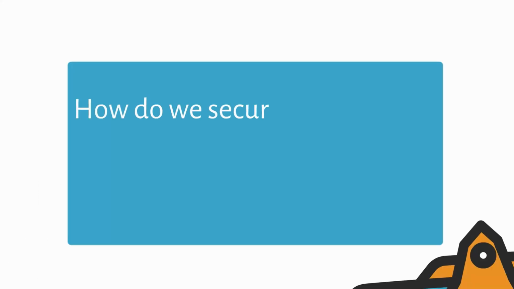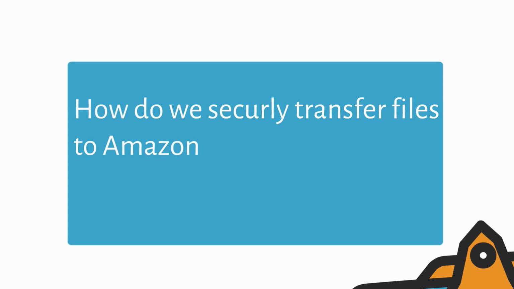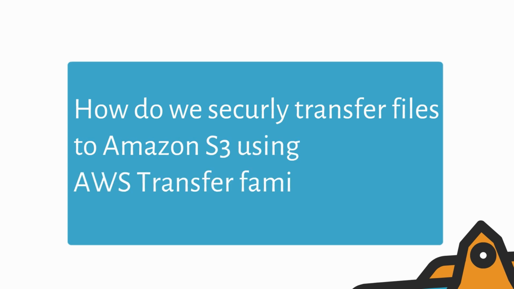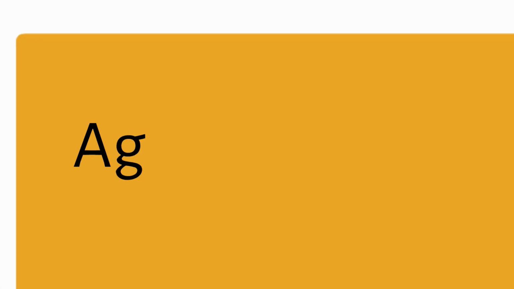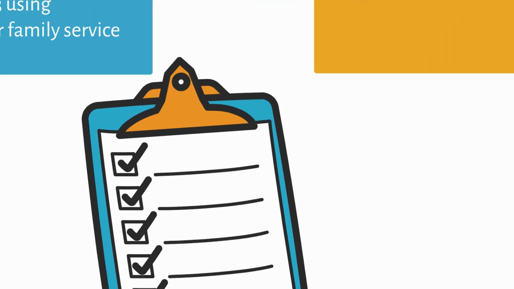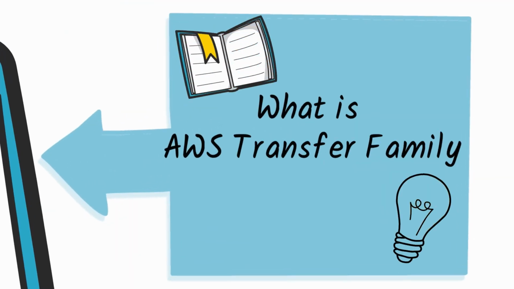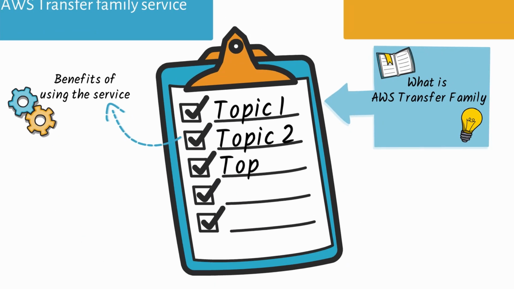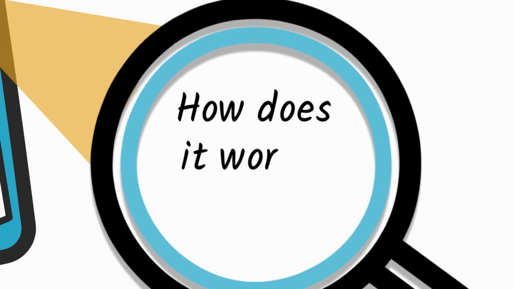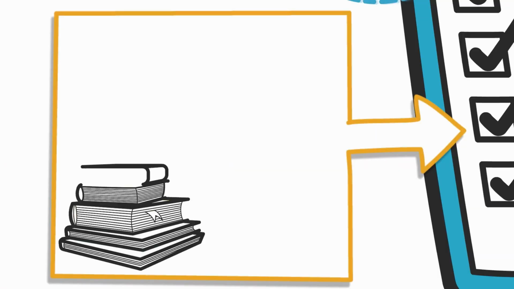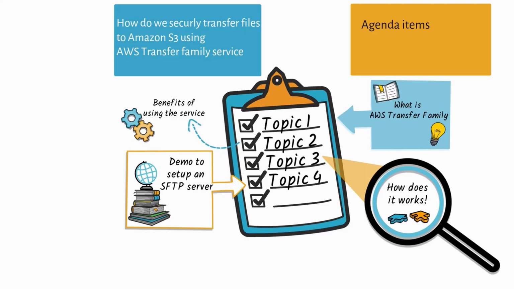Everyone, in this video we'll see how we securely transfer files to Amazon S3 using the AWS Transfer Family service. Below are the agenda items for today. Topic 1 will cover what is AWS Transfer Family. In topic 2 we'll see the benefits of using the service. In topic 3 we'll see how it works. In topic 4 we'll cover a demo presentation of setting up the SFTP server.